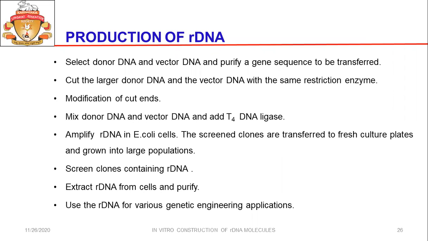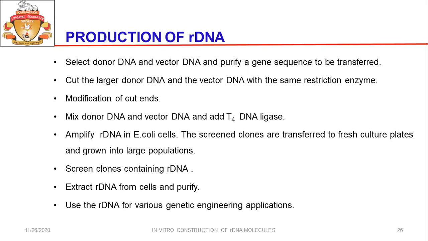Now, finally, coming to the production of recombinant DNA molecules on a large scale, that is in the industry. First we're going to select the donor DNA and the vector DNA and purify a gene sequence to be transferred. Now cut the larger donor DNA and the vector DNA with the same restriction enzyme to get the same kind of sticky ends. Now the modification of cut ends is done. Then we mix both the donor DNA and the vector DNA and add T4 DNA ligase to join the sticky ends of the gene of interest and the plasmid.